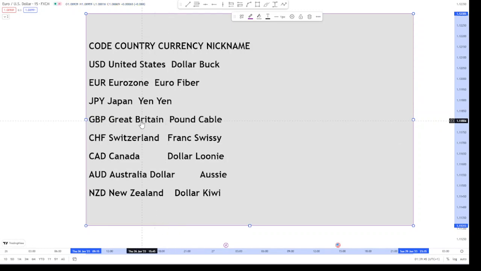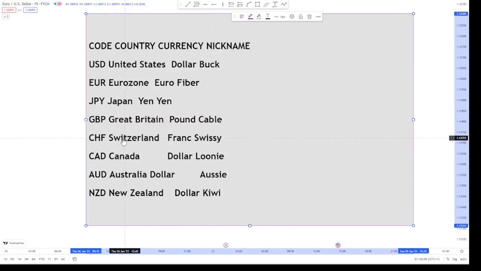The currency code is GBP. The name of the currency is called pound, and the nickname for traders, we call it cable. And I want you to memorize this nickname because when we get to technical analysis, we might be using these nicknames very well.